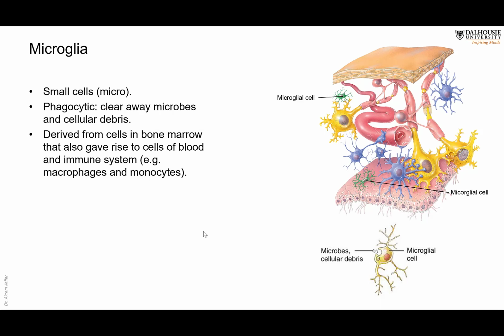Micro means small, and this is a description of their size. Microglia are very small cells, and they are derived actually from bone marrow. They are like macrophages, so they digest debris, dead cells, and any foreign material. So they are the microglia, phagocytic cells.